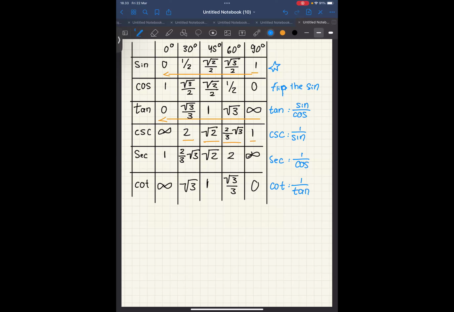So this is an easy way to remember the perfect angle. You can screenshot it.